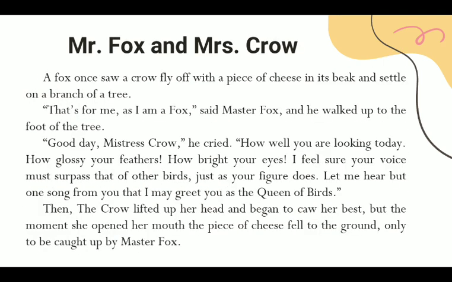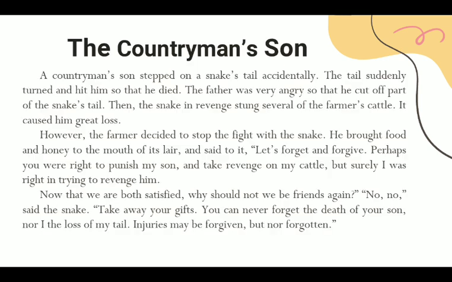And then, these are two examples of a short story or narrative text. The first one is Mr. Fogg and Mrs. Crow. You can read it by yourself, and then you may analyze the generic structure or the text structure, and then the elements, of course, by yourself. And this one you may also do the same, The Countryman's Son. Okay, this is the other example of a short story or narrative text.